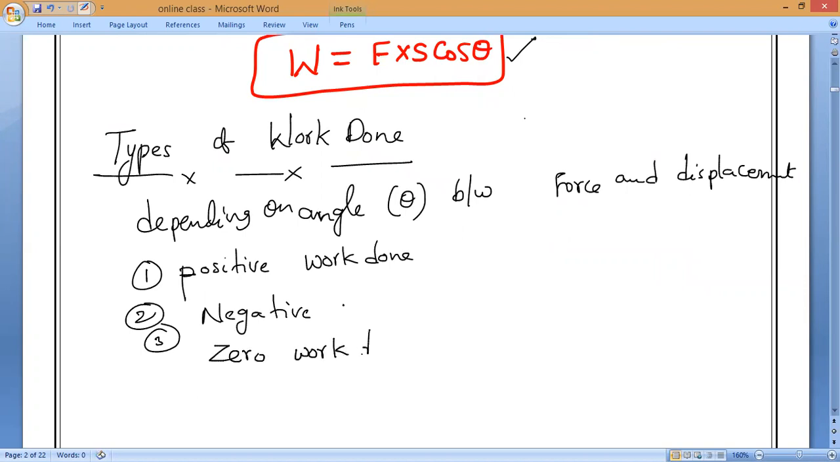Zero work done. Is it okay, guys? Please respond. Negative work done, positive work done, and zero work done. So let us discuss what is happening and what examples we can make for positive work done, negative work done, and zero work done.